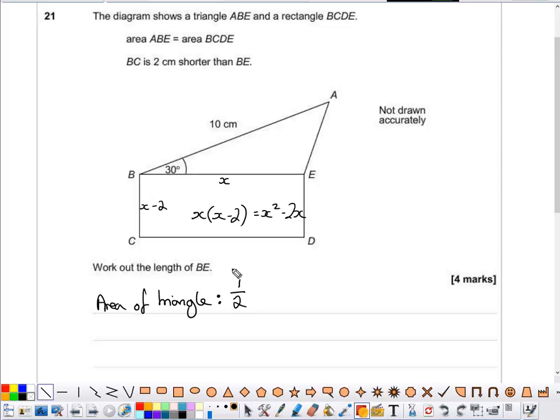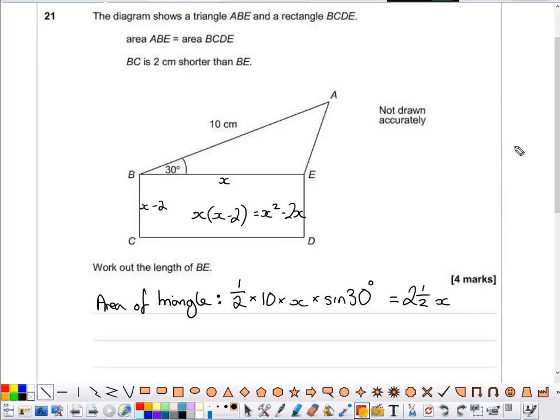So in this situation we're looking at half of the two sides, so a half multiplied by 10 multiplied by X multiplied by the sine of 30 degrees is the area of this triangle. The sine of 30 is a nice easy one to try and remember because that equals exactly a half. So we're looking for a half times 10, which is 5, times half again. So we've got 2.5X as the area of the triangle.